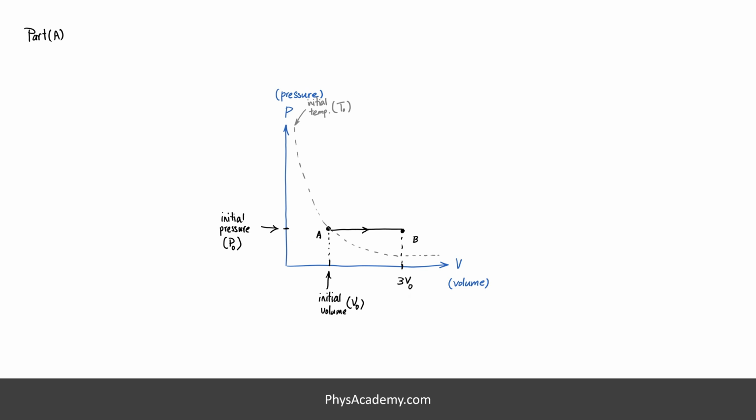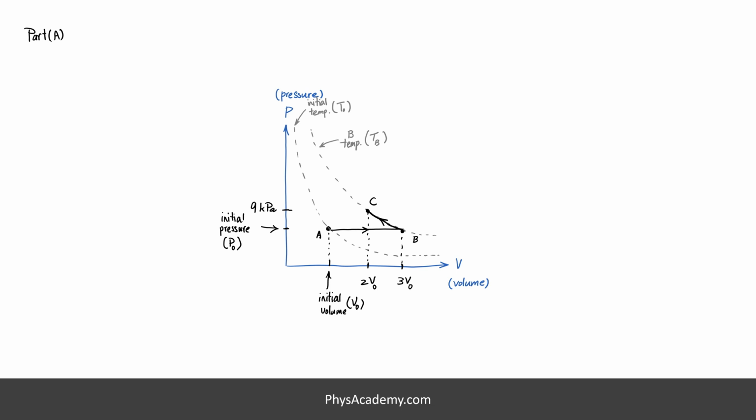Alright, in the first process, the volume is tripled in an isobaric process. Let's call the ending state B, and its volume is 3V0, but its pressure is the same since we have an isobaric process between A and B. Let's sketch the temperature line of B.